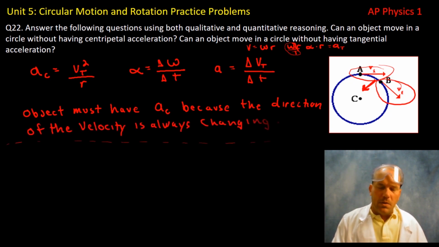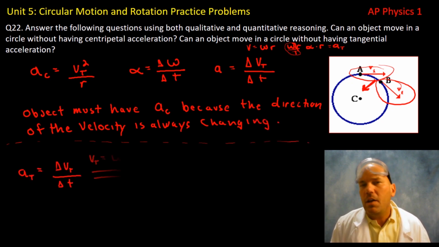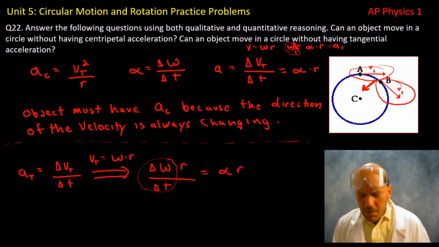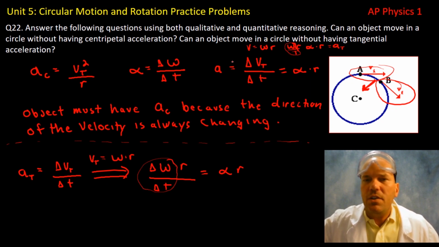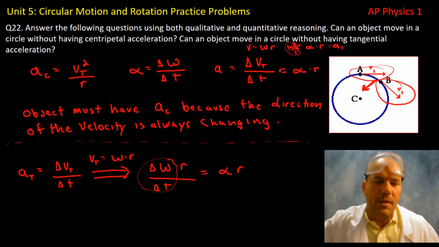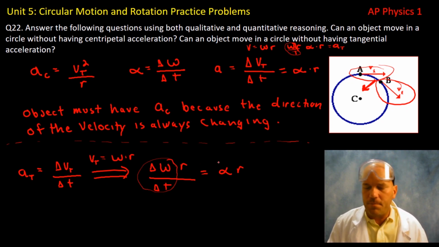Okay, so let's now look at some of these other accelerations. Let's look at tangential acceleration. Now, I mentioned previously that tangential acceleration is equal to the angular acceleration multiplied by the radius, and I'm showing that here again for you to see.